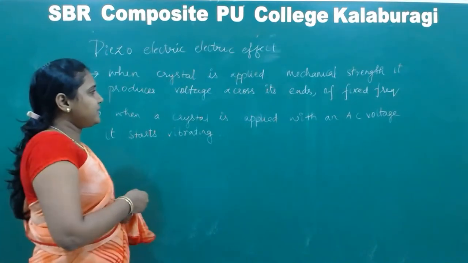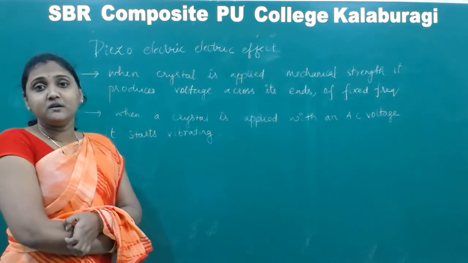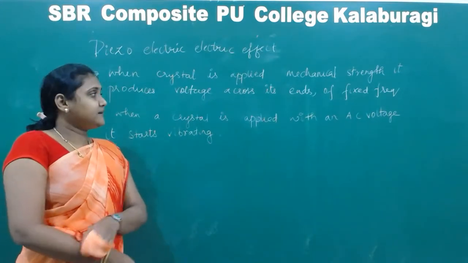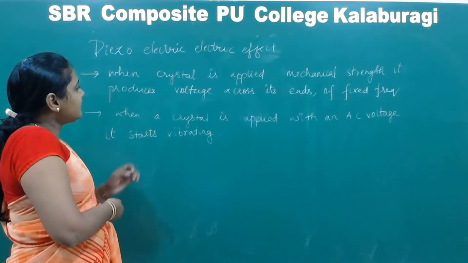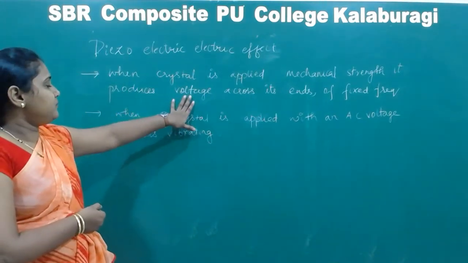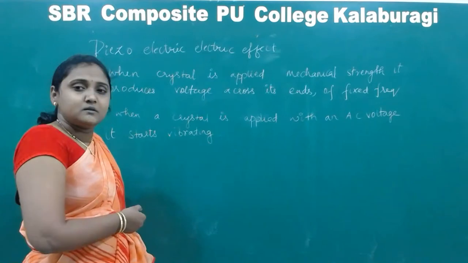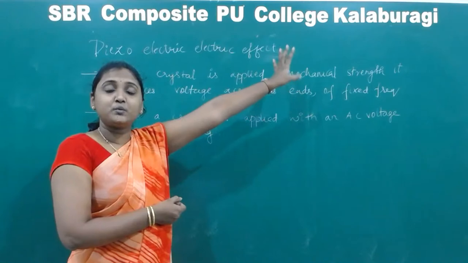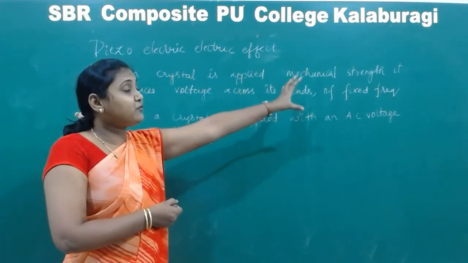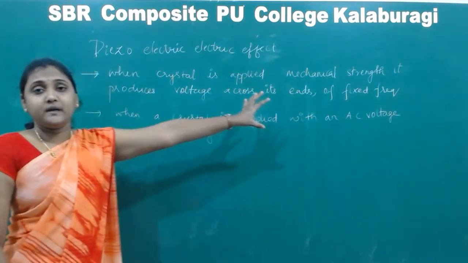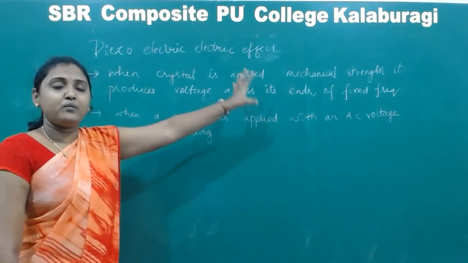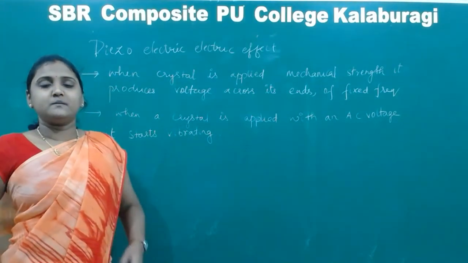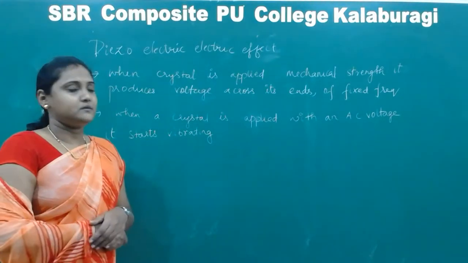This is what the point is basically, the stability of the frequency. Stability of the frequency is provided here. So it is providing the voltage across the ends. Of course, but what is more important here is it is going to provide the voltage across the two ends of fixed frequency. The frequency is going to be very stable over years and years.